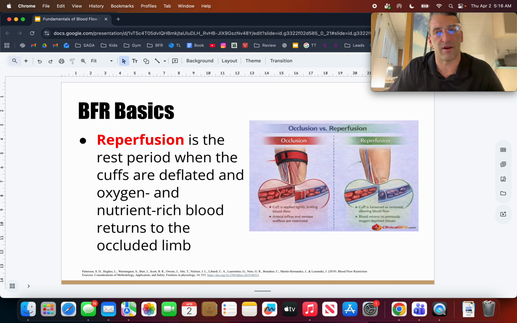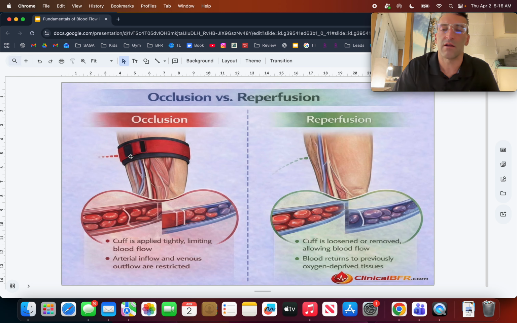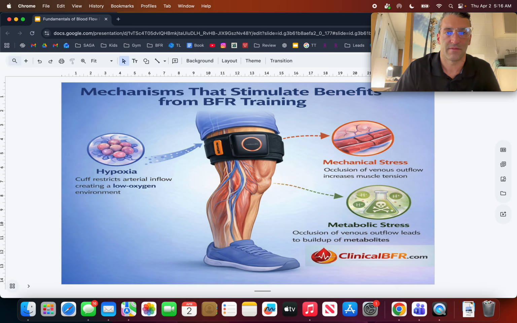Reperfusion is our rest period. That's when we allow blood to flow back into that limb. That oxygen, nutrient-rich blood is rushing back into that limb when that cuff comes off. Occlusion is the restriction of blood flow. Reperfusion, that's our rest period, the return of normal blood flow.